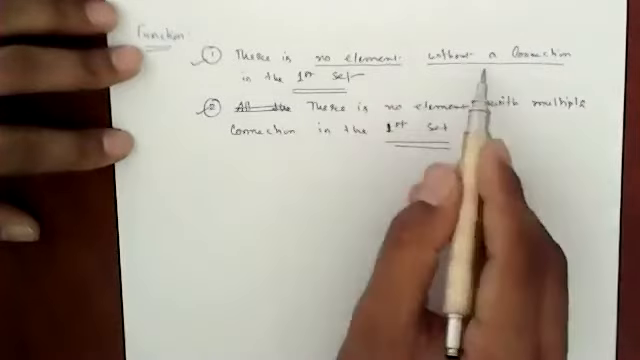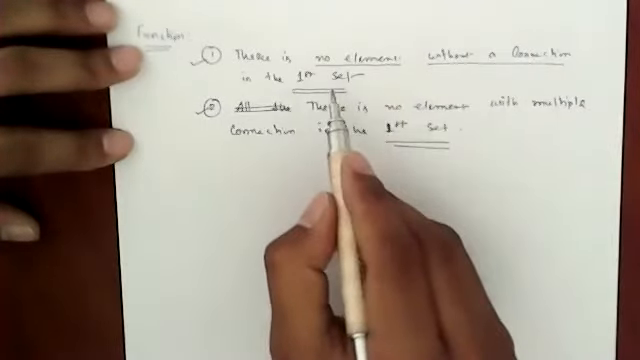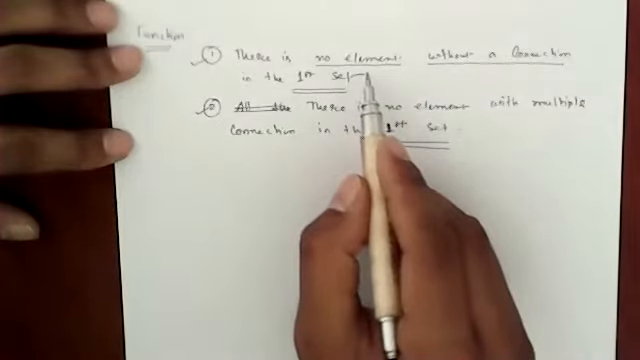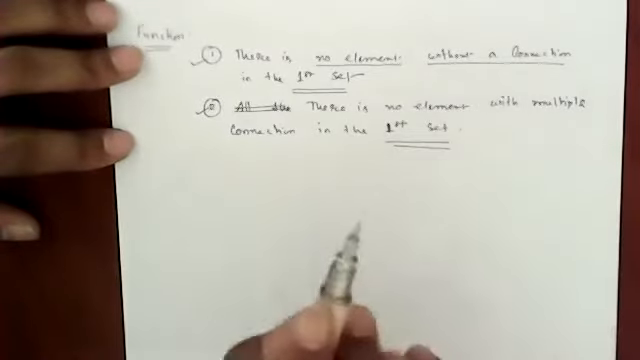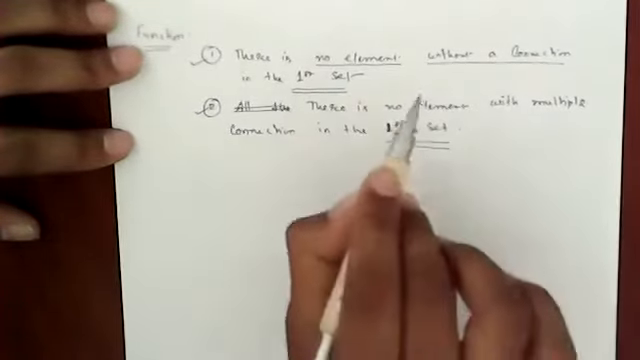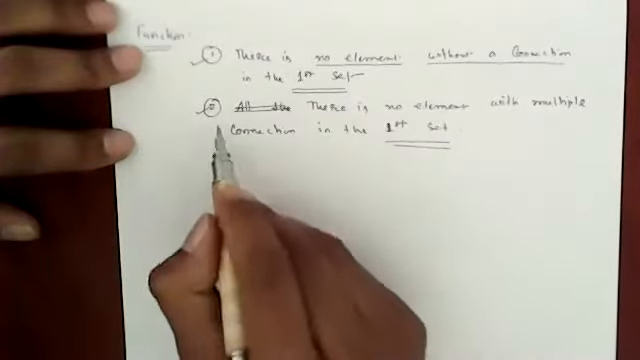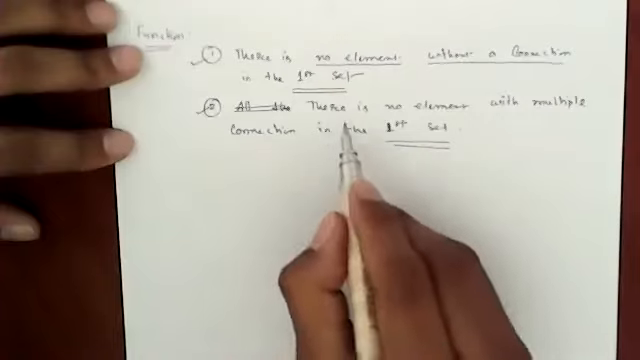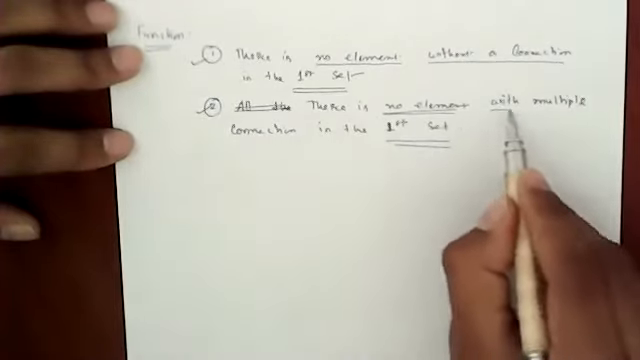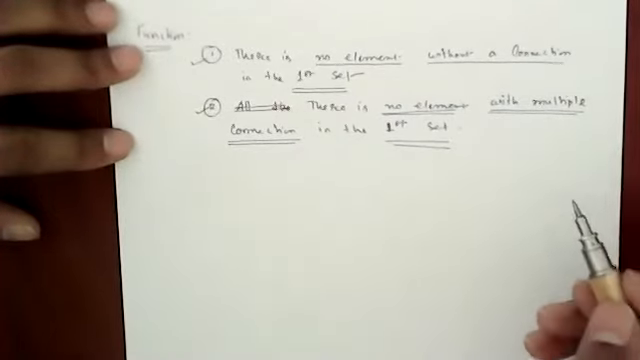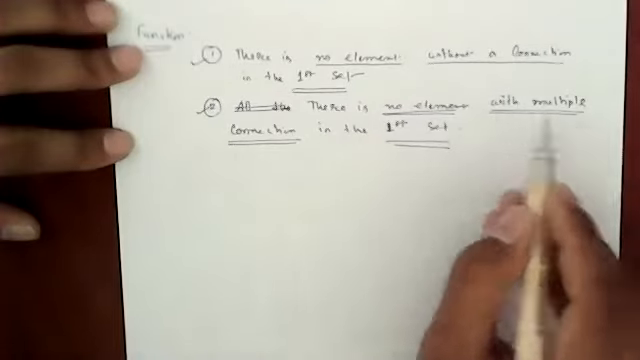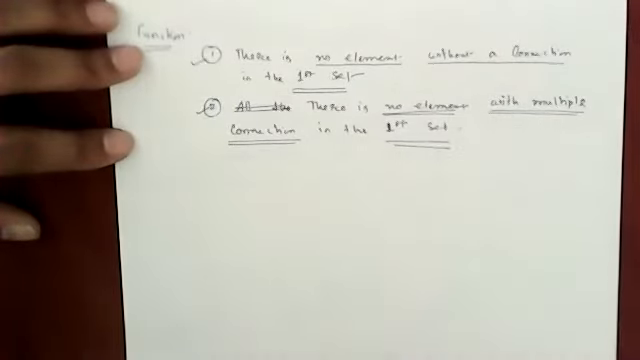Now, what are the conditions we have? There is no element without a connection in the first set. That means, in other words, every element of the first set must have a connection. What about the second condition? The second condition says that there is no element with multiple connections in the first set. That means every element of the first set must have a single connection.